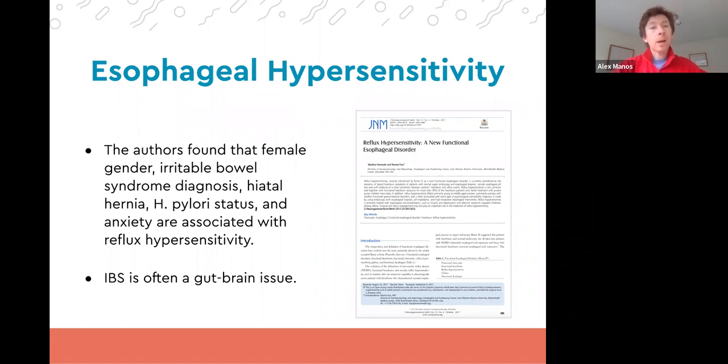Female gender and diagnosis of IBS, a hiatal hernia, H. pylori status, and anxiety were associated with this sort of reflux hypersensitivity in the research. So there's, again, rather a gut-brain issue, or kind of an esophagus-brain issue, bearing in mind that the gut is everything really from the mouth to the anus, and therefore we could arguably still use this term of a gut-brain issue.